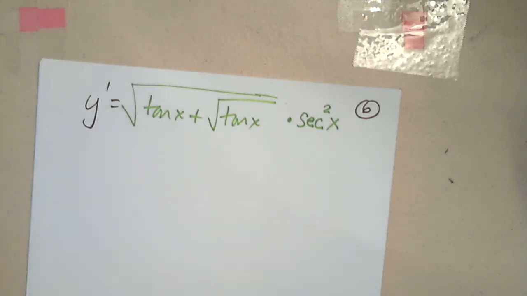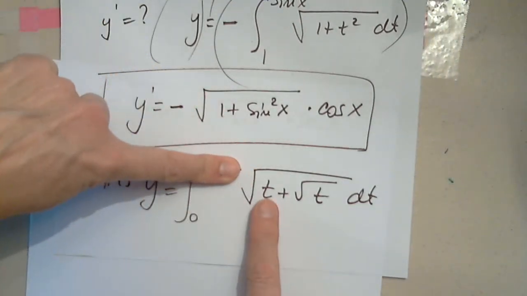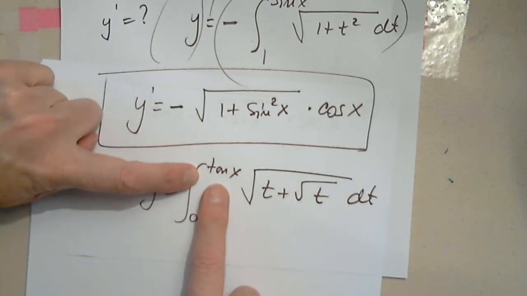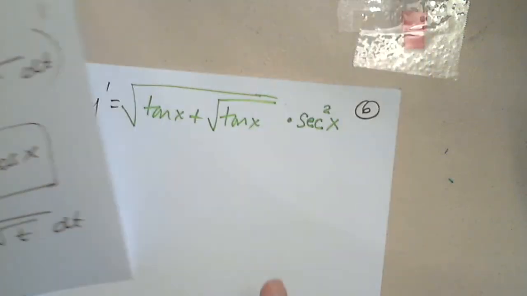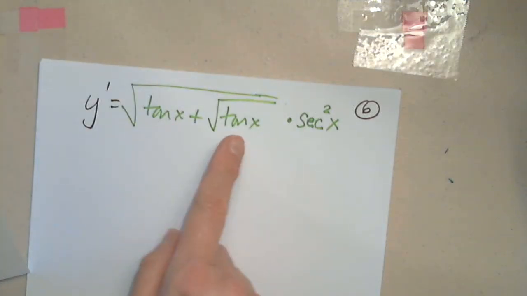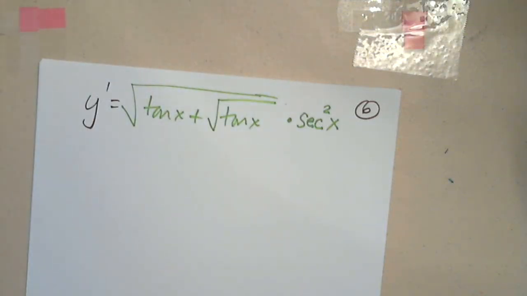Is that okay? If I had x here, I would have written the square root of x plus the square root of x, done. But it's not x. It's a function of x. So I have to multiply. First of all, I replace t by tangent, and I have to multiply by the inner function prime, which is secant squared.